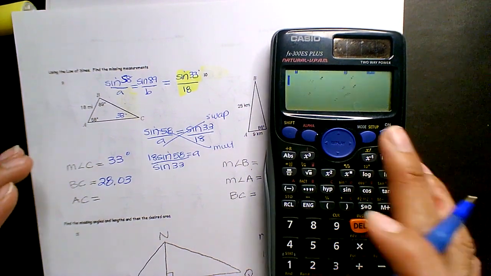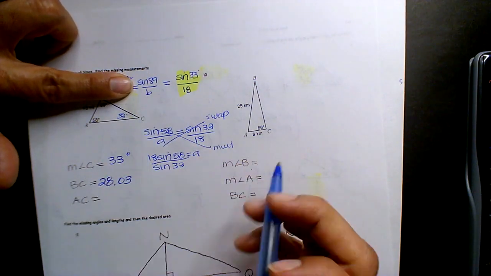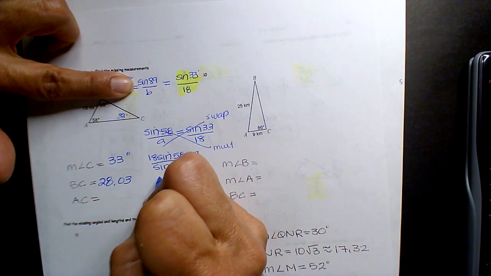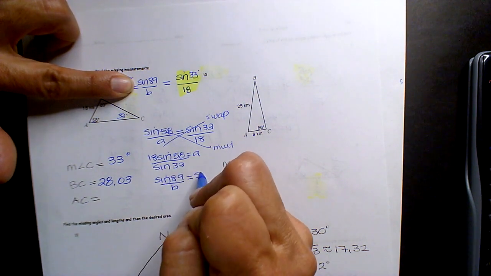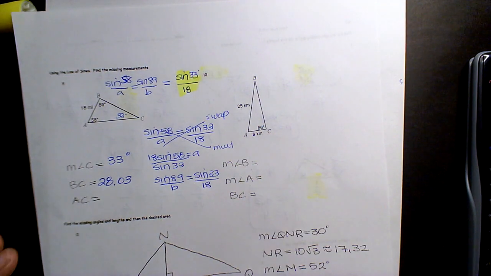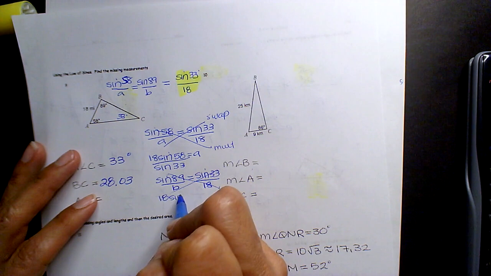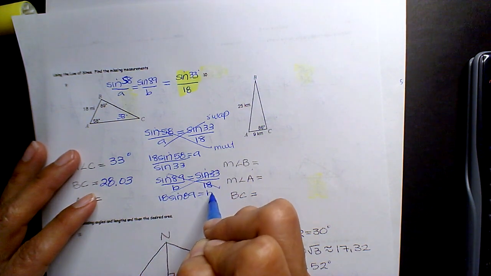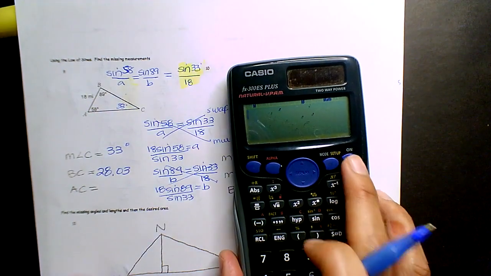Okay, so the B. So again, this here, and again, sine 89 and B. After a while, you start picking up on the pattern. Okay, multiplying here, swapping here, and then load up the calculator.